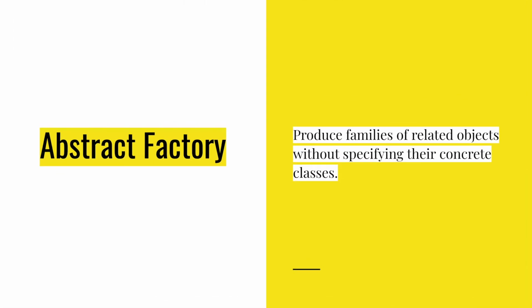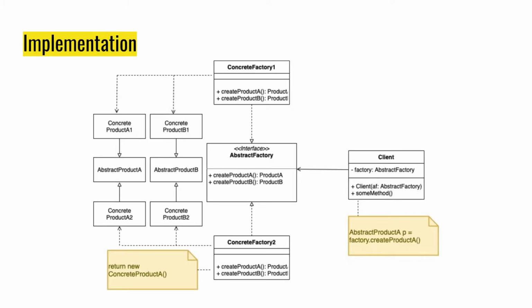The Abstract Factory pattern produces families of related objects without specifying their concrete classes. We have abstract products that declare interfaces for a set of distinct but related products which make up a product family. Concrete products are various implementations of abstract products grouped by variants. Each abstract product must be implemented in all given variants.